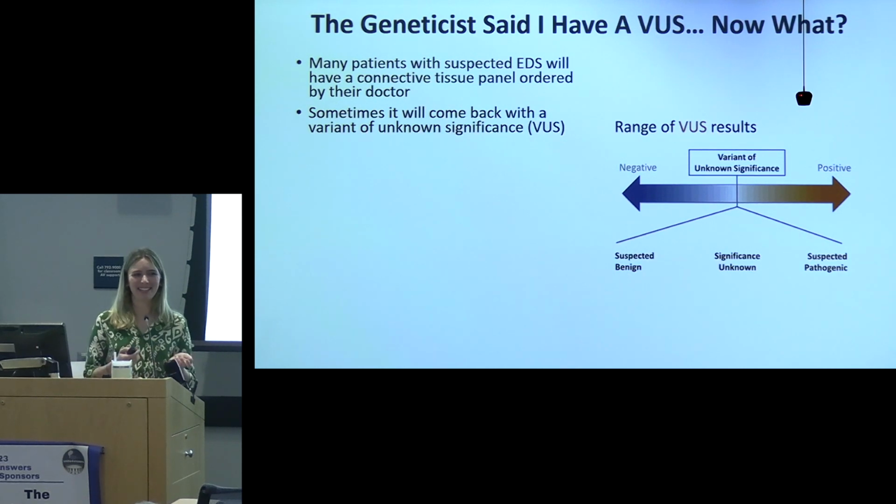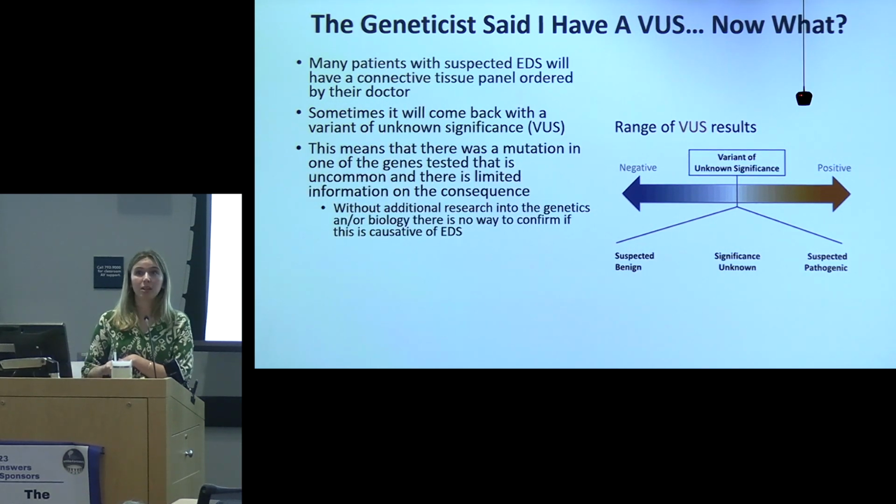A lot of people come to us then and ask us, what does this mean? And we pretty much give you the same answer. A variant of unknown significance could be completely benign or actually be causing disease, but without validating what that genetic consequence has on the biology, there's really no way to know.